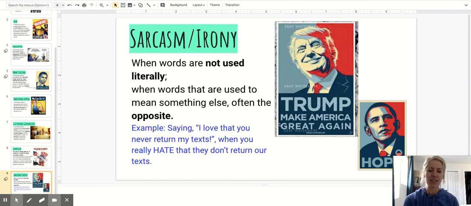Sarcasm and irony is when words are not used literally. So saying the opposite thing, right? So we see Trump, make America great again. This is irony because it actually means the opposite. If you know a lot of posters like this, Hope, this was Obama's, and it was really popular during his time. So they're using the same type of poster, but now they're being ironic about it. They're like, he's not making America great. He's doing the opposite. So this piece of propaganda is using irony or sarcasm to make a point that Trump is actually making America worse, but it's saying make America great again.